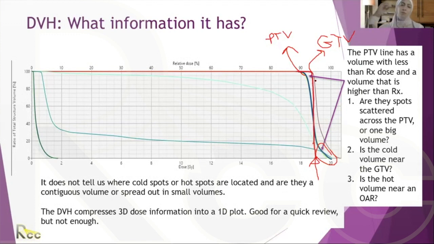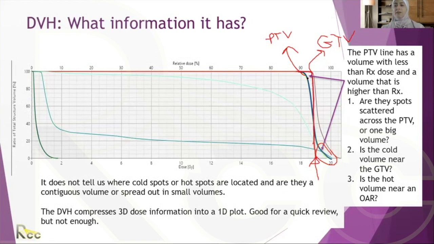And how do we make it better quality? We have to push this hot dose to be inside the GTV. In other words, if I have to have a tail, it should be in the GTV. Okay? Meaning the dose higher than prescription, it is preferable to be in the tumor. So this is one thing I can infer from this plan without looking at the isodose coverage.